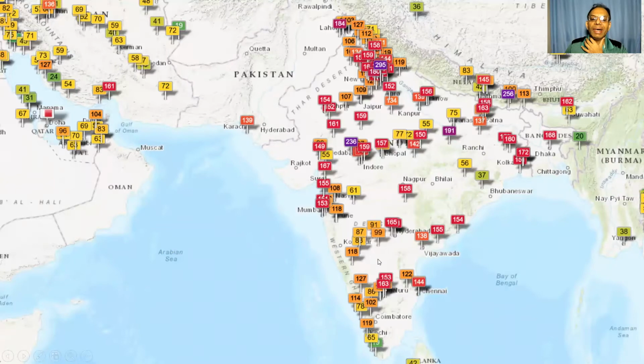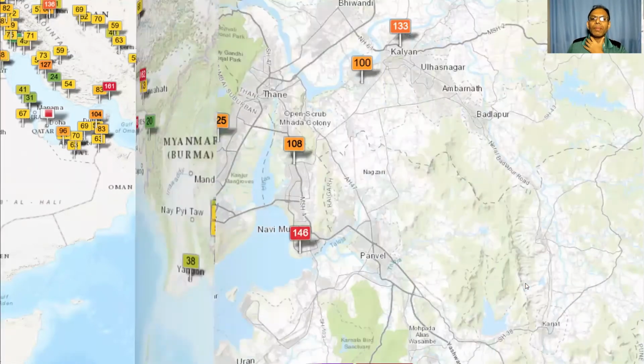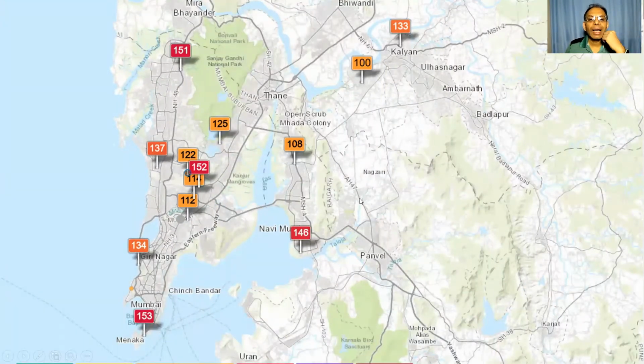It's also Central India, it's South India. This was Mumbai, because I live in Mumbai, so I'm showing a Mumbai picture. Like 171, this is 125, somewhere here. So I live somewhere here, so it's like 130. It's not safe. 50 is the safe level. I'm just extremely unsafe here where I'm living.